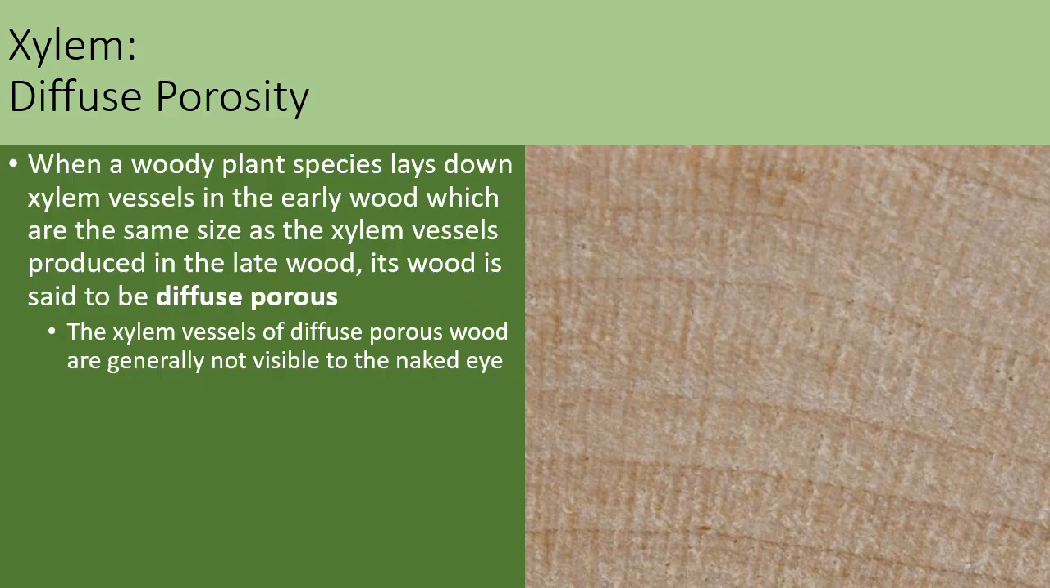Diffuse porous species lay down early wood vessels which are the same size as their late wood vessels. So there's no obvious difference in vessel size throughout each ring. They can't get going as fast in the year, but because all of their vessels are smaller, they're much less likely to embolize during the winter due to the freeze thaw cycle.